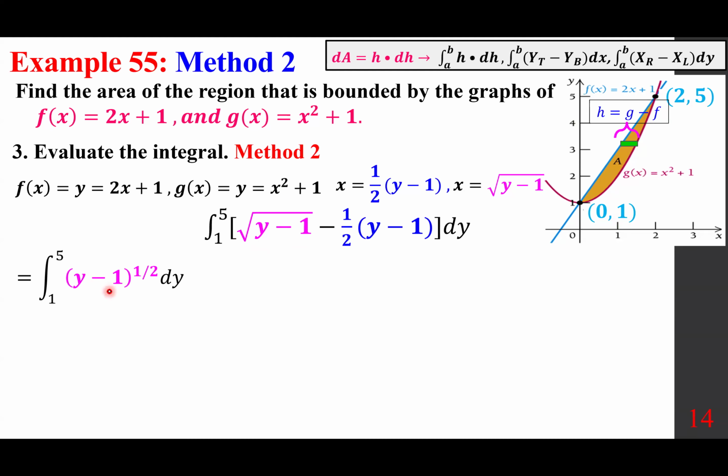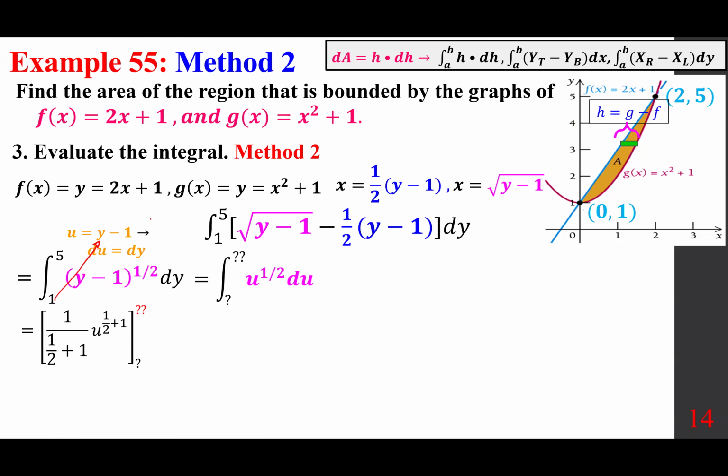And to do so, we're going to say y minus 1 is u, so du is dy. So we're dealing with u to the power of 1/2, which is 1 over 1/2 plus 1, u to the power of 1/2 plus 1. And as far as the limits are concerned, let's figure out the new limits. If I put 1 here, I get 0. If I put 5 here, I get 4. So from 0 to 4.